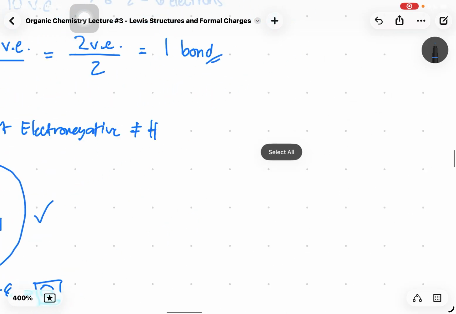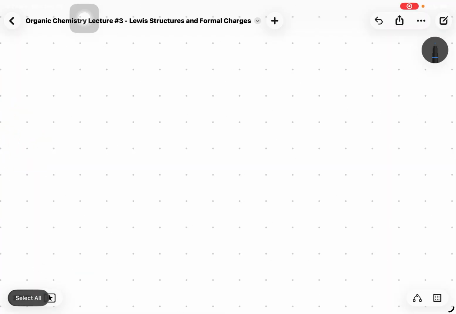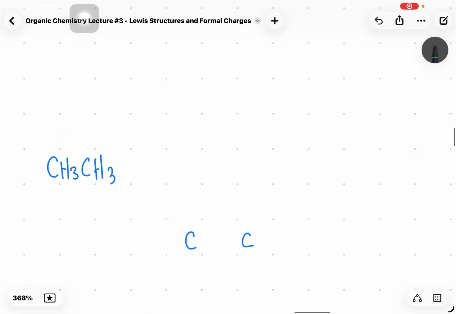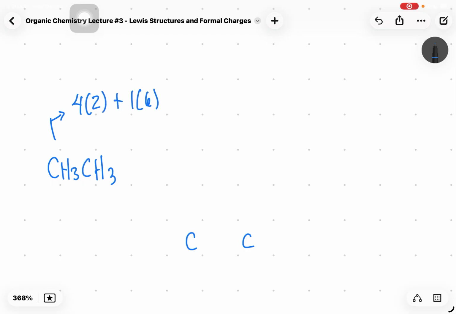So let's try to apply what we've learned here. Let's have some practice real quick. So CH3CH3. How can we draw this in its Lewis structure? We know that hydrogen is an exception for the central atoms, and carbon should be at the center. So both of these should act as the central atoms. But first, let's count the valence electrons. Carbon and carbon, that's 4 times 2. There's 6 hydrogens, so that's 1 times 6. So that's 6 plus 8, which is 14 valence electrons.